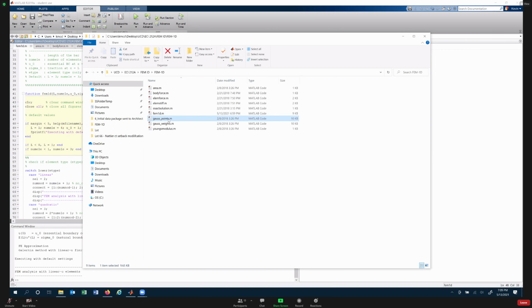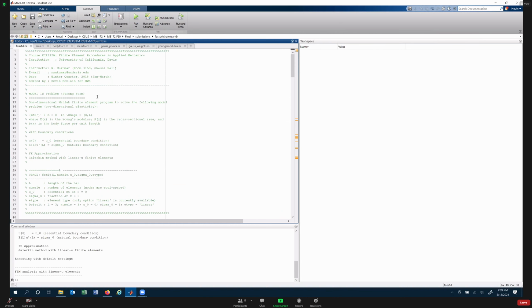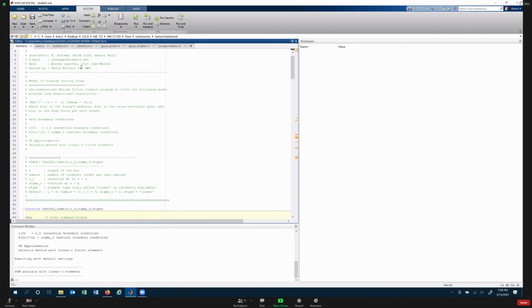Gauss points, these are Gaussian points. That's part of the Gaussian distribution for getting our solution. The Gauss weights, the weighting functions, and then what my Young's modulus is. So I took this over winter in 2018 is when I did this code with this guy Sukumar. He's a really good guy at UC Davis in finite elements. So this is like a single homework, which is crazy.